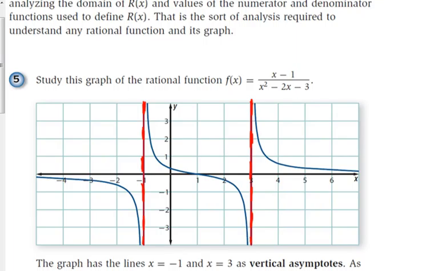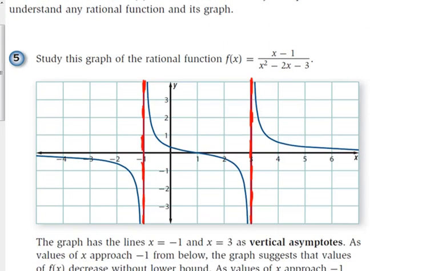Now notice here in the middle of the graph, we do cross that horizontal asymptote, okay? But on the ends, we will not cross the horizontal asymptote. So it is possible to cross a horizontal asymptote. But really what a horizontal asymptote is, it describes the behavior of the extreme ends of your function.